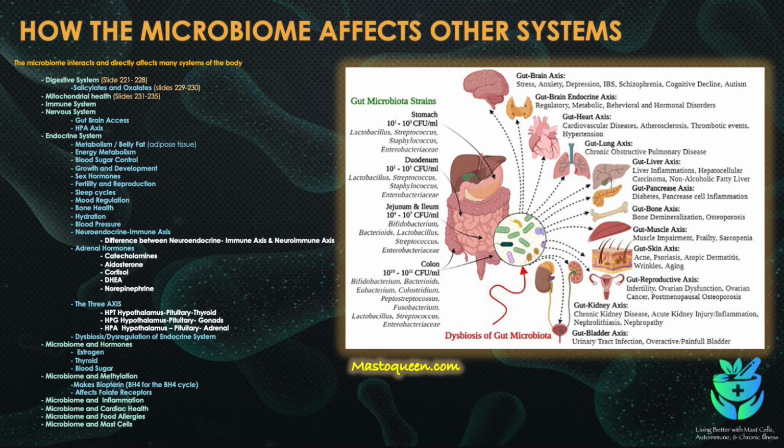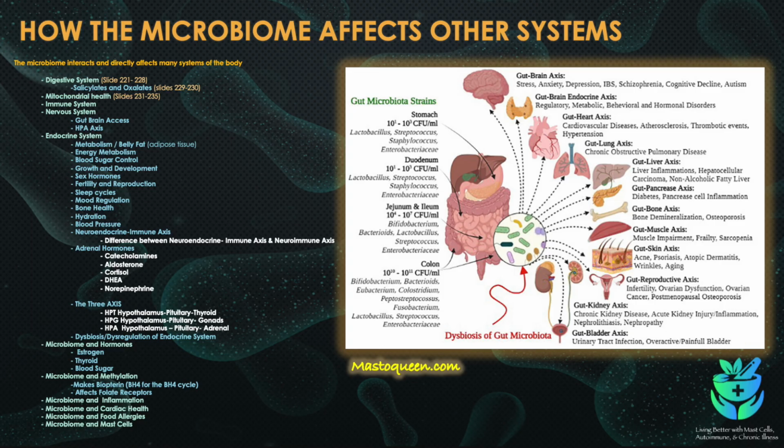So in part 3, you can see we're going to be discussing the microbiome and the digestive system, which also includes salicylates and oxalates, mitochondrial health, immune system, nervous system, which encompasses the gut-brain axis, and the HPA axis, which is your stress response system, your endocrine system, which encompasses your metabolism, the belly fat, energy metabolism, blood sugar control, growth and development, sex hormones, fertility and reproduction, sleep cycles, mood regulation, bone health, hydration, blood pressure, neuroendocrine immune axis, where we'll discuss the difference between the neuroendocrine immune axis and the neuroimmune axis, the adrenal hormones, along with catecholamines, aldosterone, cortisol, DHEA, and norepinephrine.